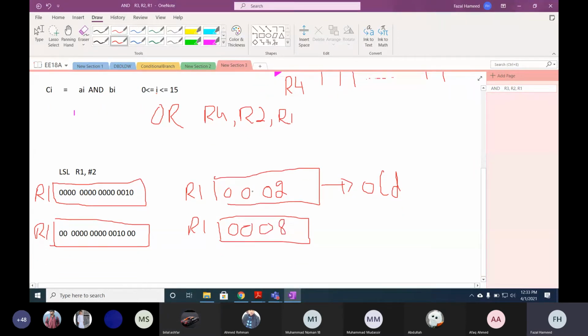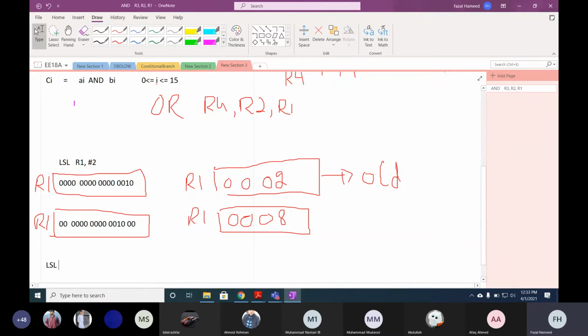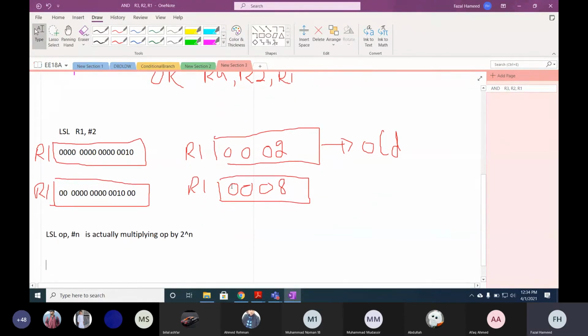So if you look at 0 0 0 8, actually we write it like this: if we say the logical shift left of any operand by n, it is actually multiplying the operand by 2 raised to power n.